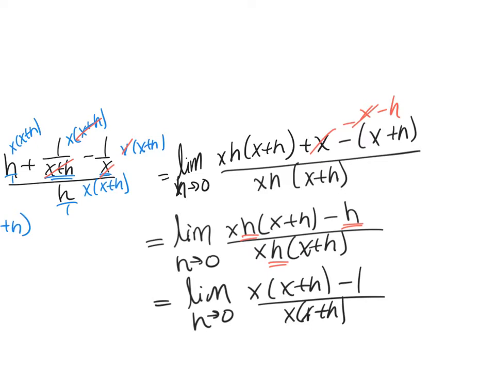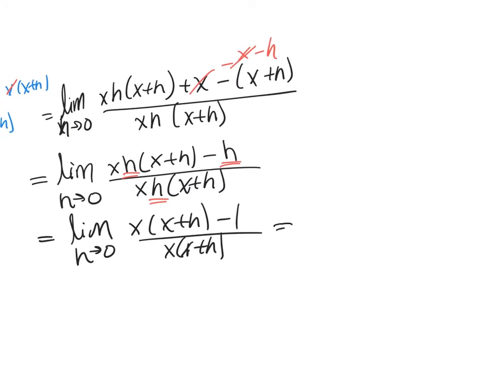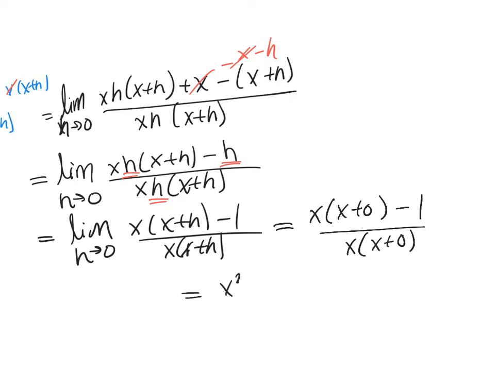Can I do direct substitution now? Yes, so I will. So this is equal to x times x plus 0 minus 1, all over x times x plus 0. So in other words, I have x squared minus 1 over x squared.